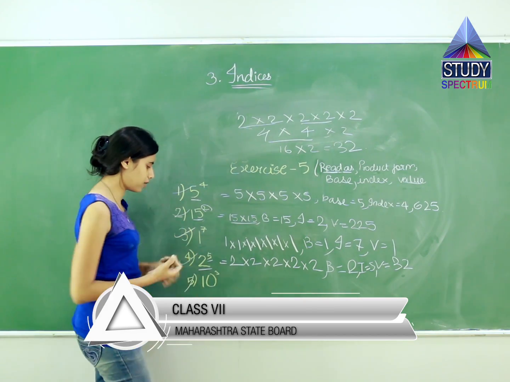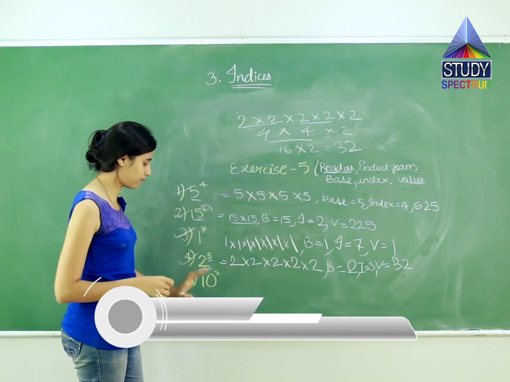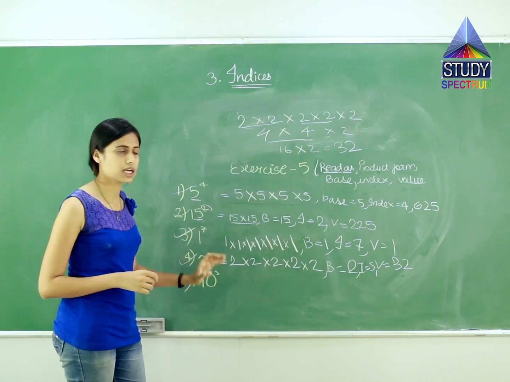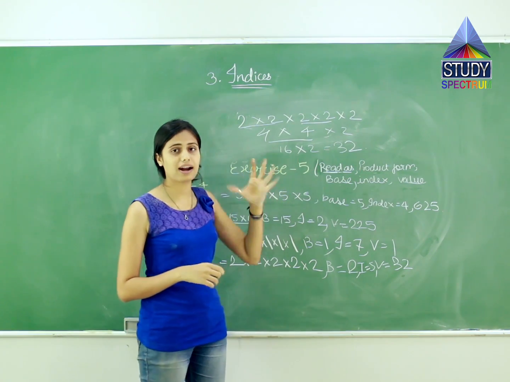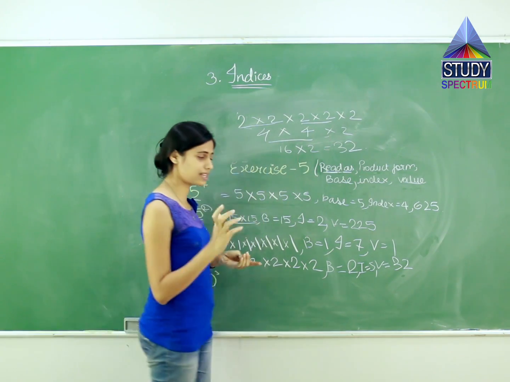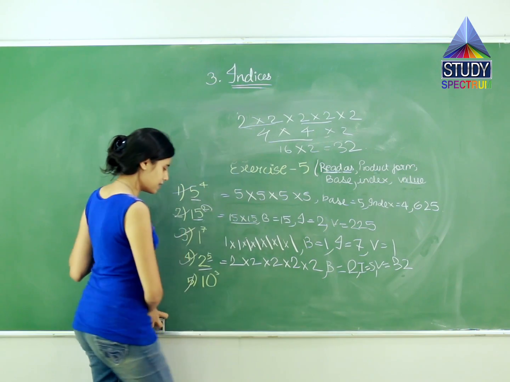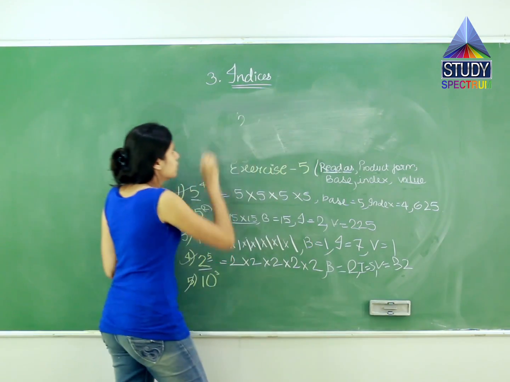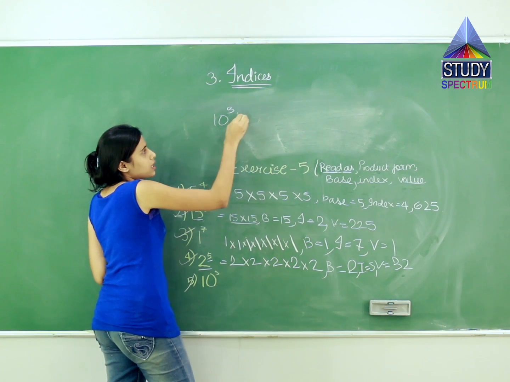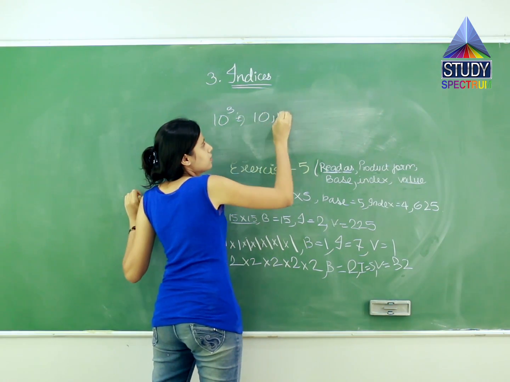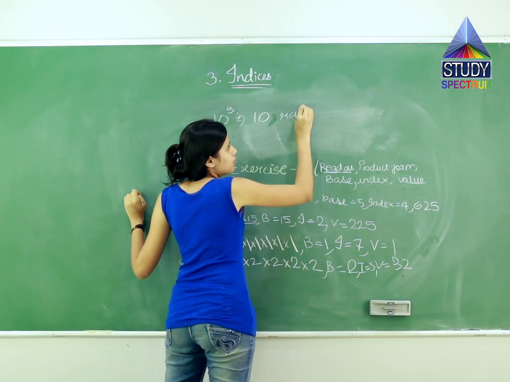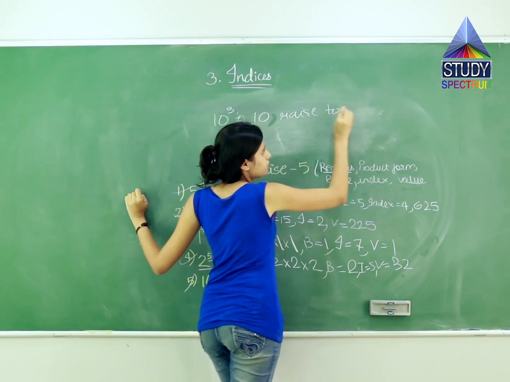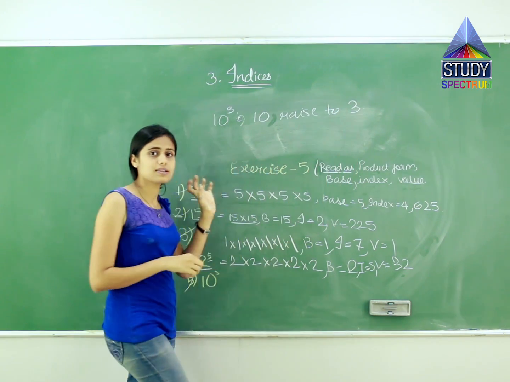In the fifth question we have 10 raised to 3. That is how it is read: 10 raised to 3.